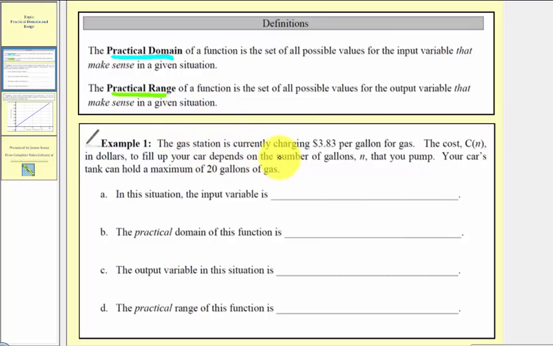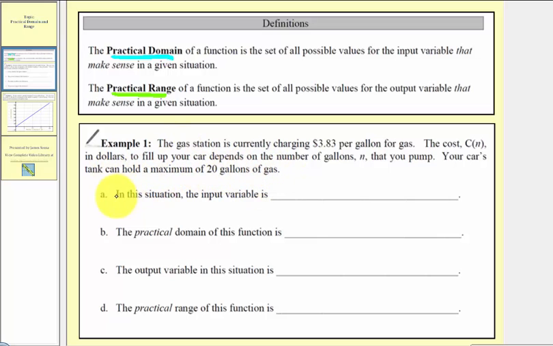The gas station is currently charging $3.83 per gallon for gas. The cost C of N in dollars to fill up your car depends on the number of gallons, N, that you pump. Your car's tank can hold a maximum of 20 gallons of gas.